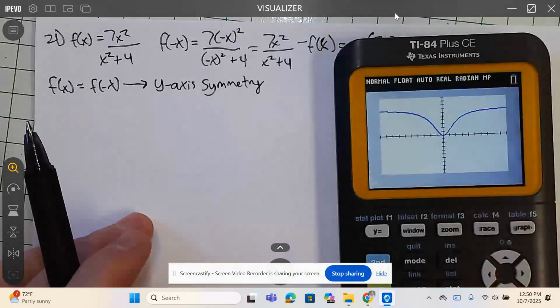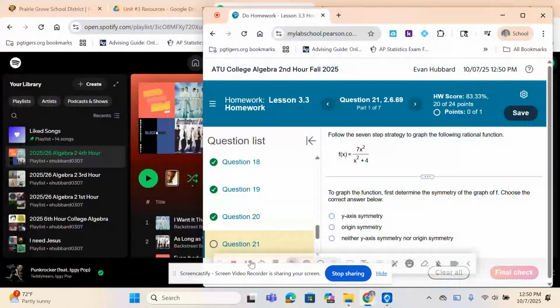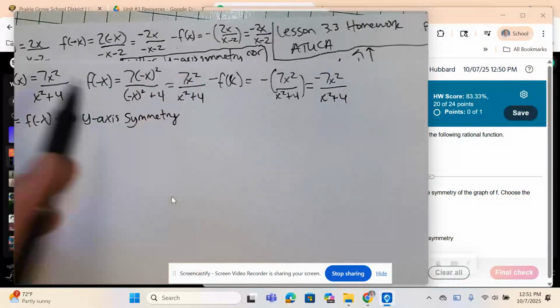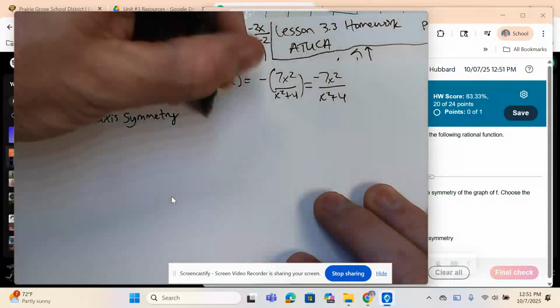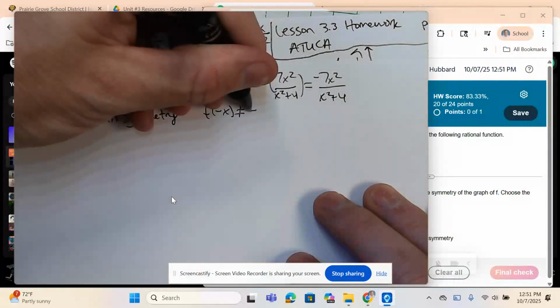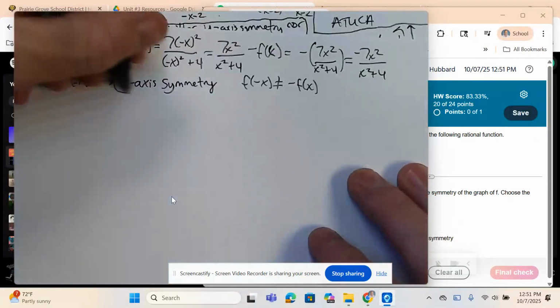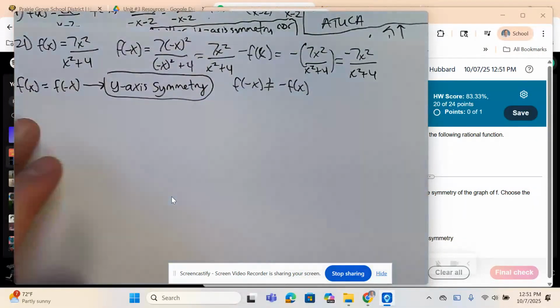Origin. So origin. And also, I'll make a note. f of negative x does not equal negative f of x. So it's got y-axis symmetry. So you could tell by looking at the graph.